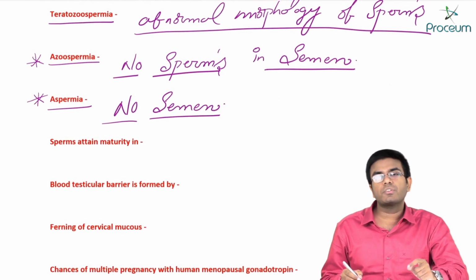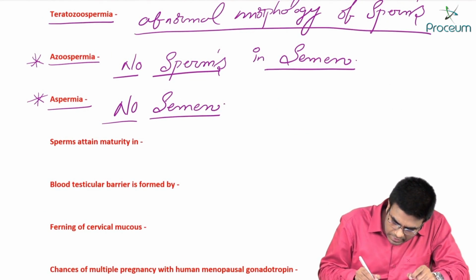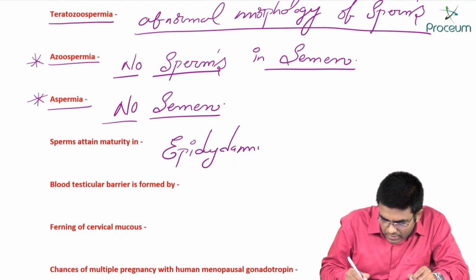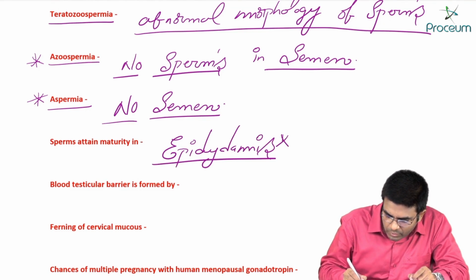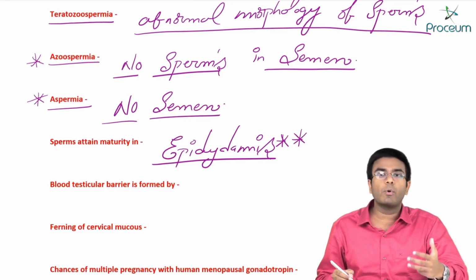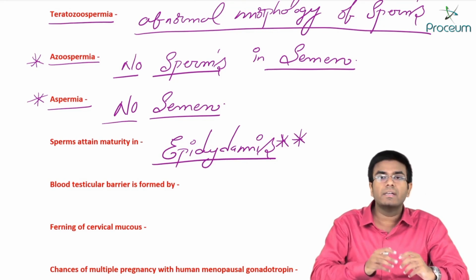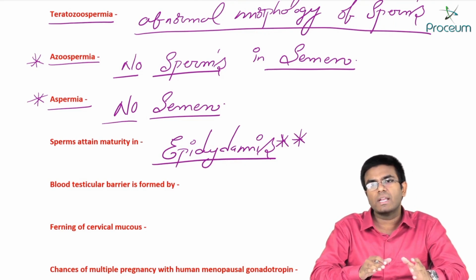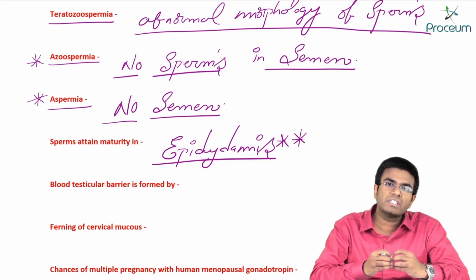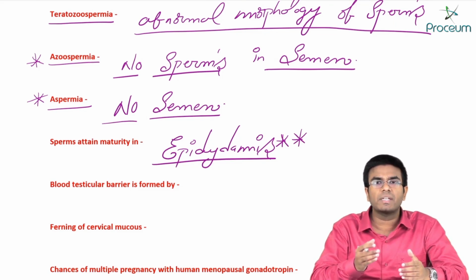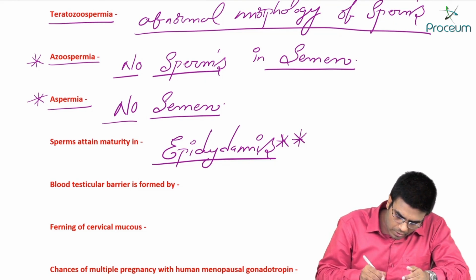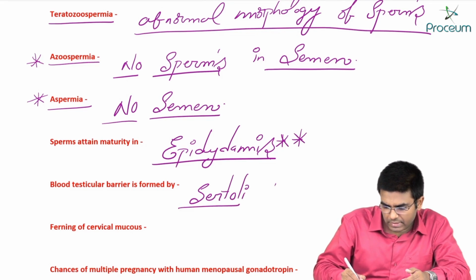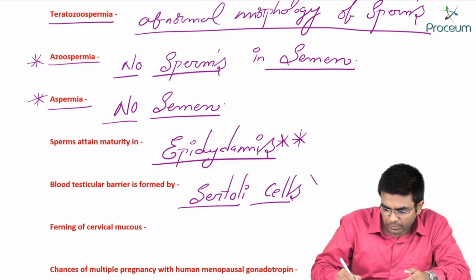Now, sperms attain maturity in, repeated MCQ, that is epididymis. Epididymis is the part where sperms mature and they attain their motility. Okay, blood testicular barrier is formed by which cells? Blood testicular barrier is formed by a special type of cells known as Sertoli cells. Due to the tight junction between these Sertoli cells, they won't allow the toxic materials into the testis. Now, best blood testicular barrier is formed by Sertoli cells. Okay, a very, very important MCQ.